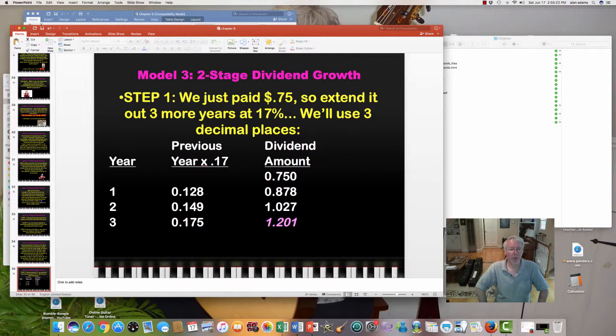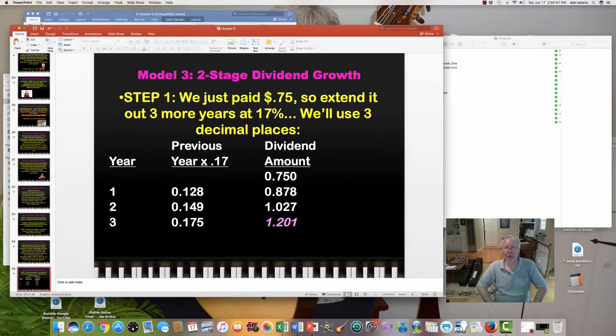That's $0.128. Add it to the 0.750, and you get a dividend 1 year from now of just over 87 cents, just shy of 88 cents, 0.878. Do it again. Grow by 17% again. The 0.878 becomes $1 and just about $1.03. Grow it 1 more year at 17%.